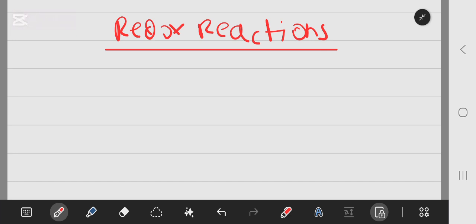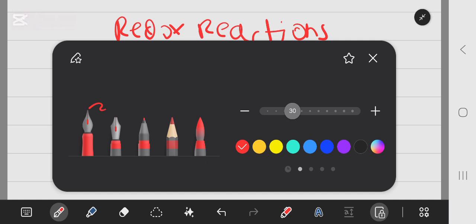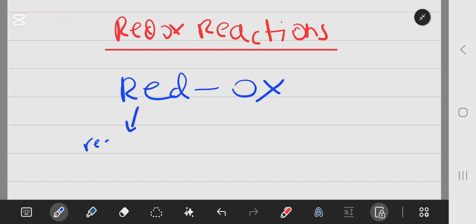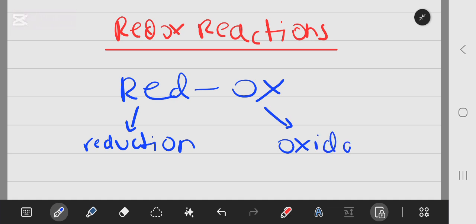Like this, there's another type of reaction called redox reactions. Redox is basically a word that is divided into two parts. It's called red and ox. The red stands for reduction, and by all means this does not mean that the quantity of the substance is decreasing. I will get to this in a minute. And the ox stands for oxidation.